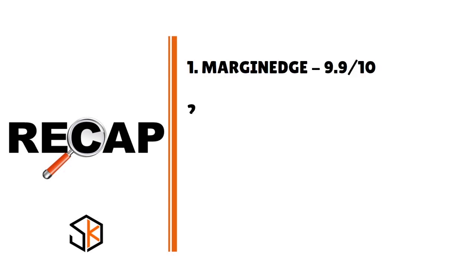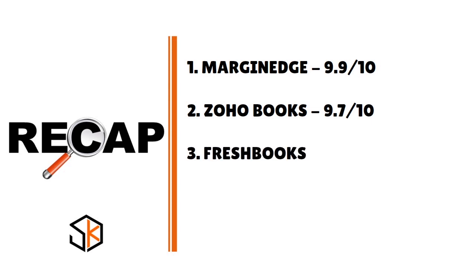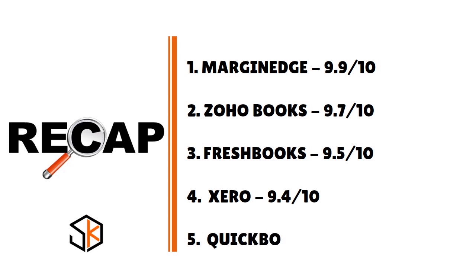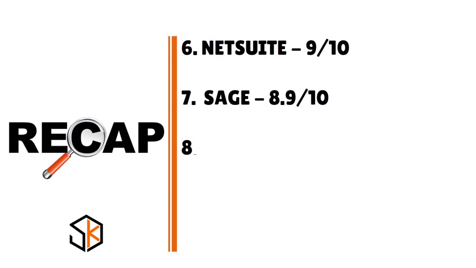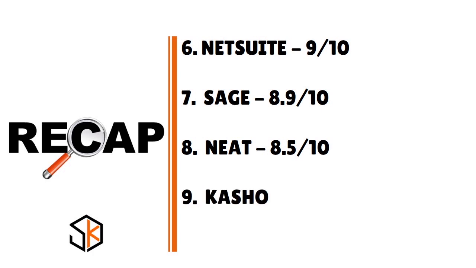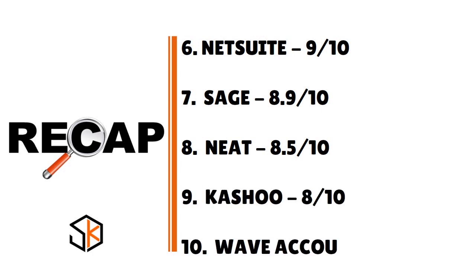Let's quickly do a recap here. So here are the top 10 best business accounting software for Mac. Number 1, Margin Edge, 9.9 over 10. Number 2, Zoho Books, 9.7 over 10. Number 3, Freshbooks, 9.5 over 10. Number 4, Xero, 9.4 over 10. Number 5, QuickBooks, 9.2 over 10. Number 6, Netsuite, 9 over 10. Number 7, Sage, 8.9 over 10. Number 8, Neat, 8.5 over 10. Number 9, Cashew, 8 over 10. Number 10, Wave Accounting, 7.4 over 10.